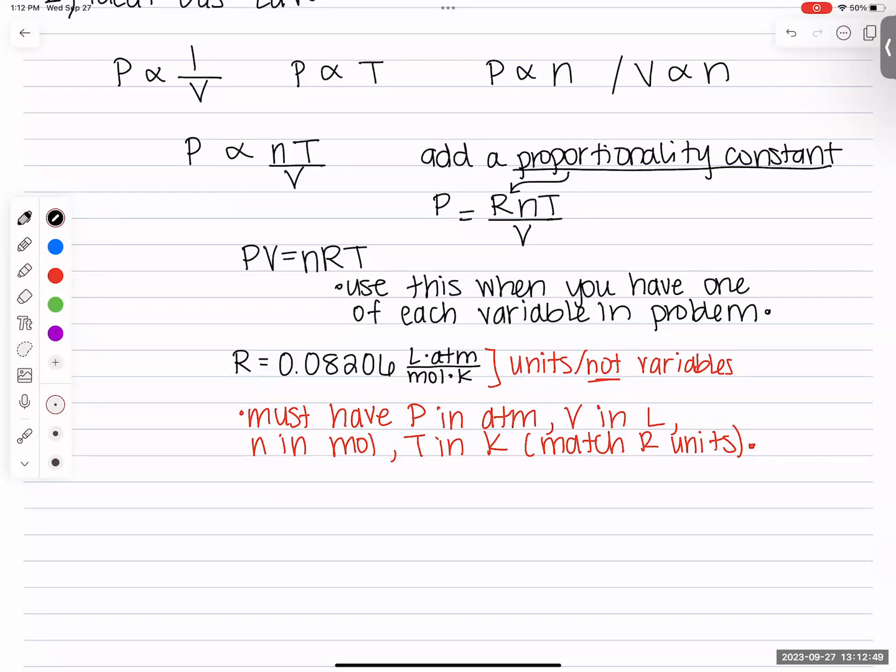If you find you have one of each thing in your problem, this is what you're going to use. Make sure you know how to algebraically rearrange to solve for all of these things. If you're having struggles with just rearranging algebra like this to solve for V or solve for T, for example, then come and see me and we can try to work out where you're getting lost in that.